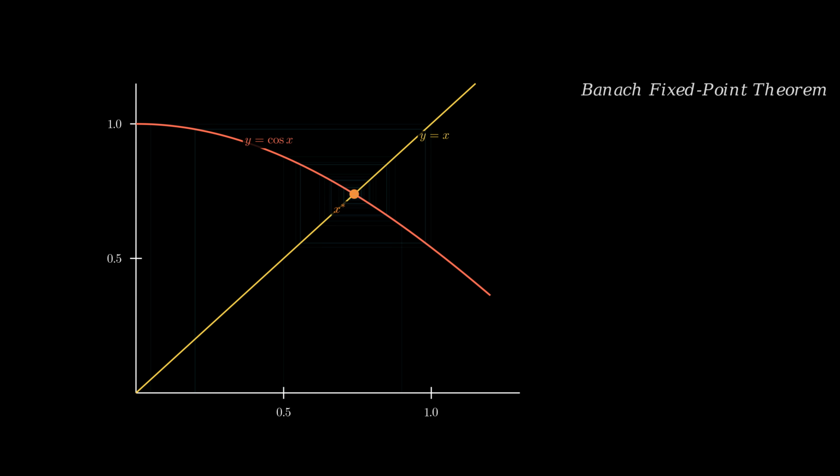Now we can state Banach's fixed-point theorem. If the space is complete, the function maps it into itself, and it contracts distances, then a unique fixed point exists and iteration converges to it. Complete means every convergent-looking sequence reaches a limit in the space. A closed interval qualifies. Our example passes all three.